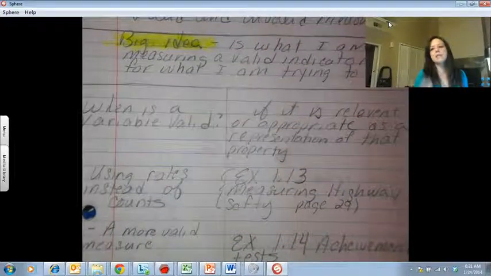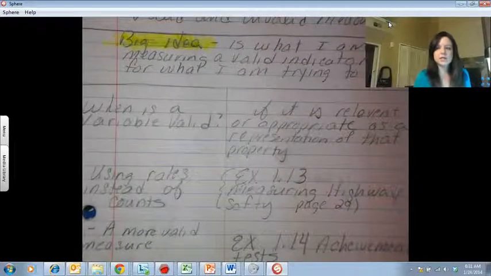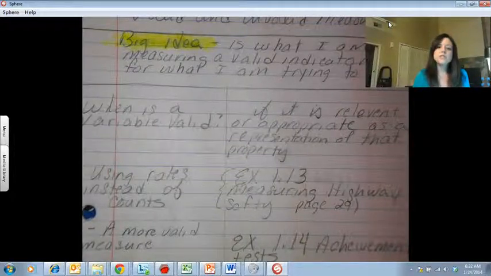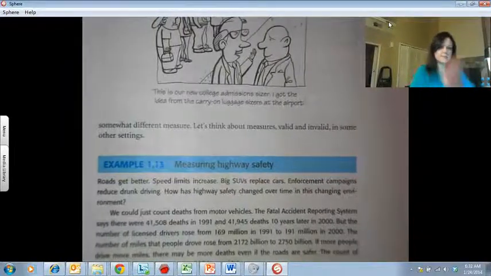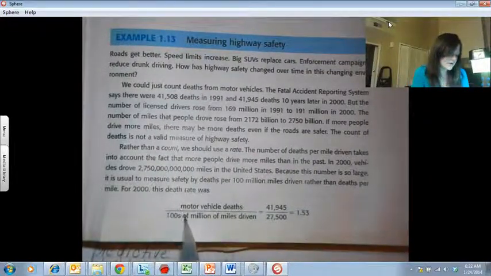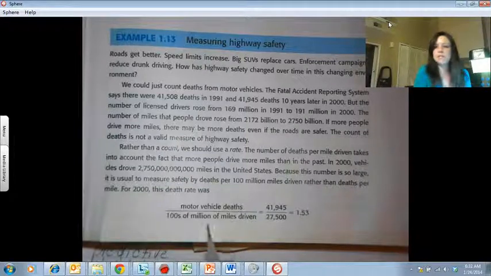Okay, and what it talks about is, 20 years ago, if I count the number of accidents that there were, there's going to be fewer accidents than there are today because there are more people, more drivers, more cars, more everything. So if you use a rate instead of that count, and please read through this example and get the exact numbers, it's right here at the bottom of page 29. If they use the rate where they take the number of motor vehicle deaths over the number of miles driven, then they can get numbers they can compare.